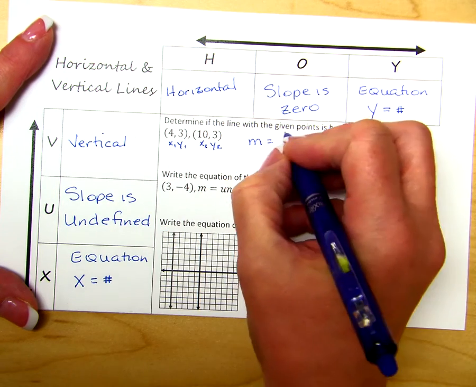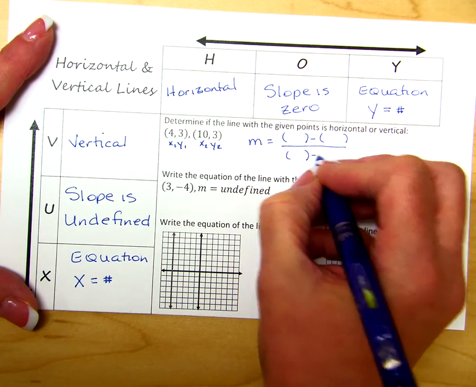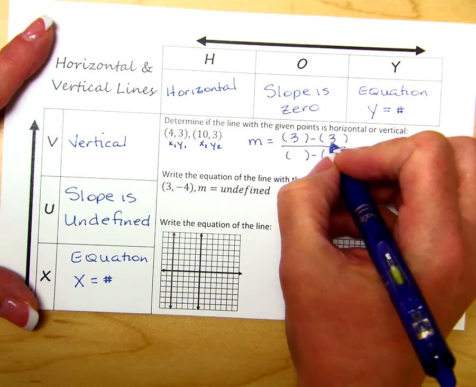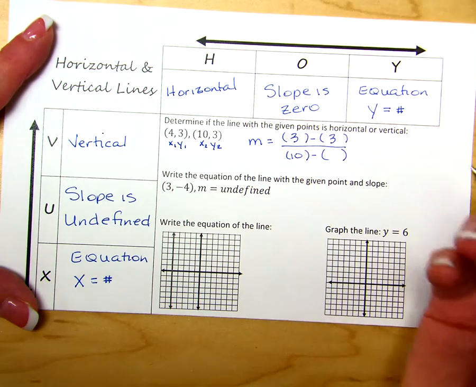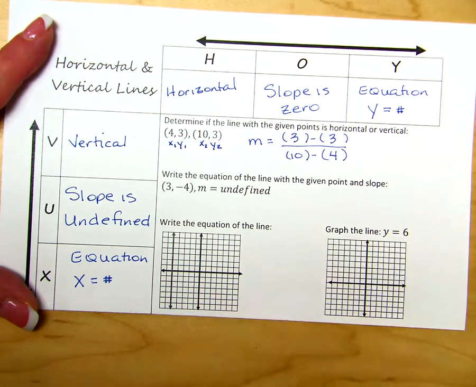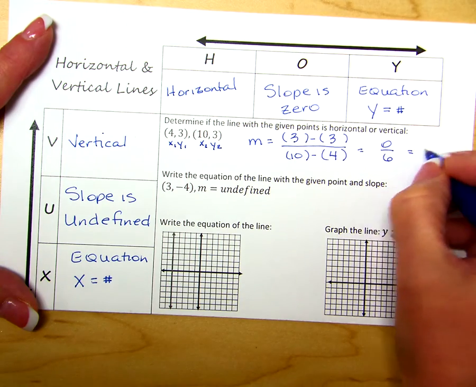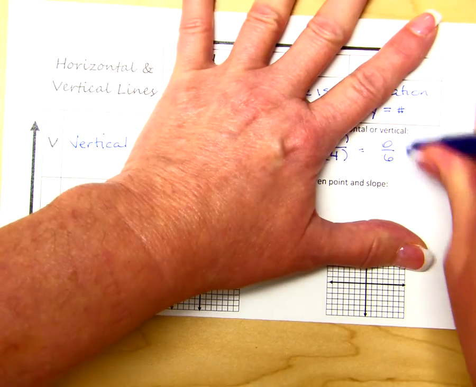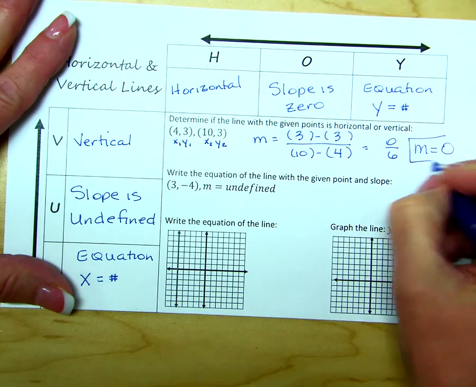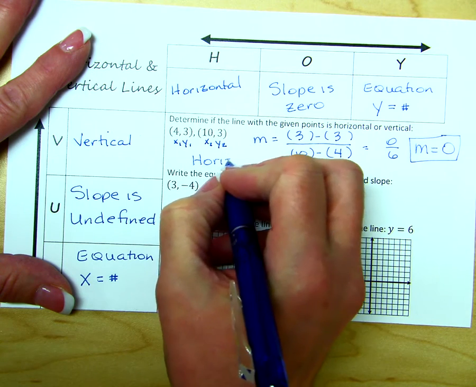So m equals, go ahead and set up the skeleton. y sub 2 is 3, y sub 1 is 3, x sub 2 is 10, and x sub 1 is 4. So when we simplify that, we get 0 over 6, which is 0. So our slope then is 0. Because it is 0, that means our line is horizontal.